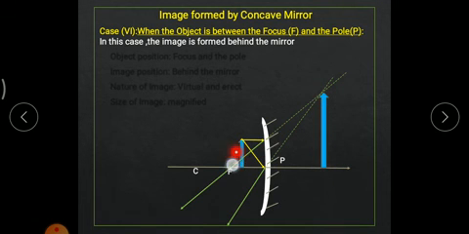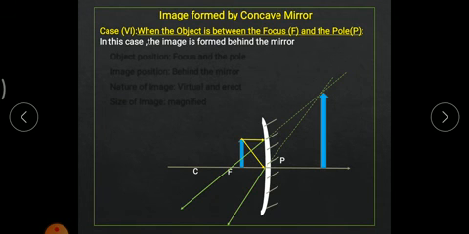As you can see, the object is over here and the image is obtained on the other side of the mirror, and the image is erect. This arrow and this arrow are both pointing in the same direction, but the difference is that the object is very small and the image is relatively very large.